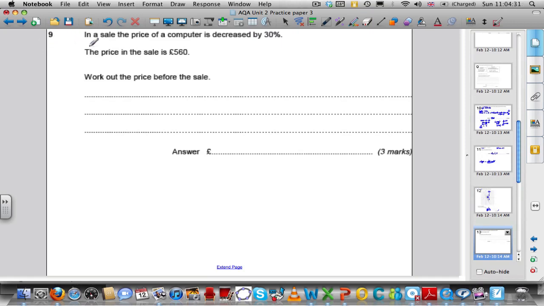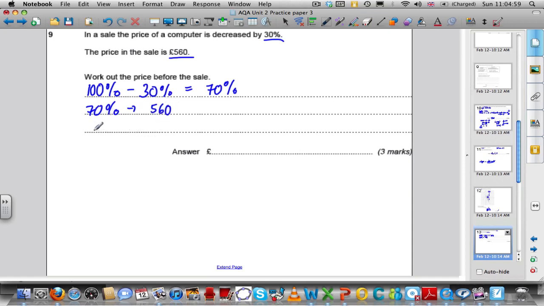Okay, question 9. In a sale, the price of a computer decreased by 30%. The price in the sale is now this. Work out the price before the sale. So, if there's been a decrease from 100% by 30%, you now have something 70% of the original value. So 70% is the same thing as £560.